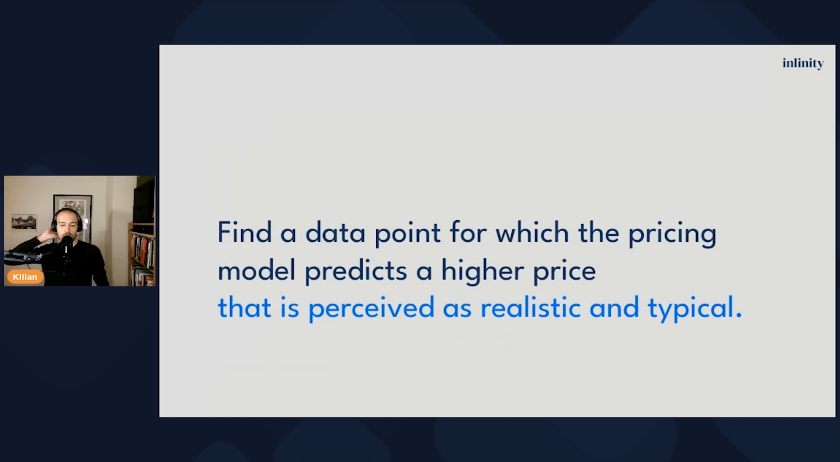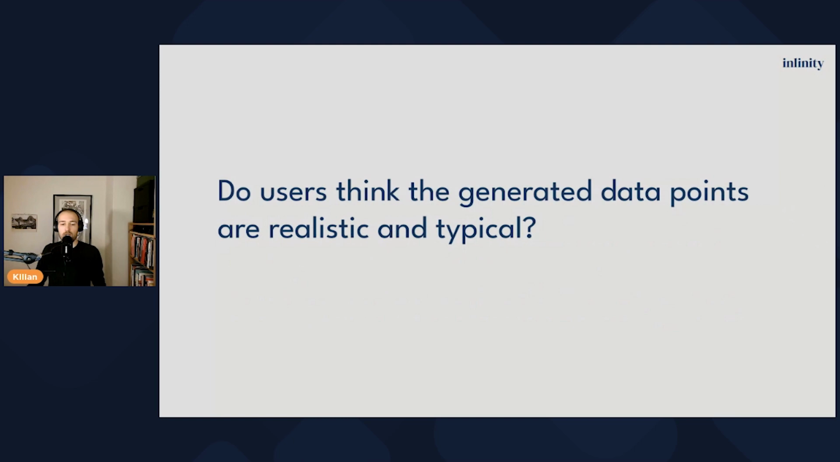And so what we need to do is find a data point for which the pricing model predicts a higher price, that is also perceived as realistic and typical. And that's something we can do. I'm not going to go into detail here. We just add a number of more terms and boundary conditions to our counterfactual explanation algorithm. And then the question is, how do we know whether users actually think that they're realistic and typical?